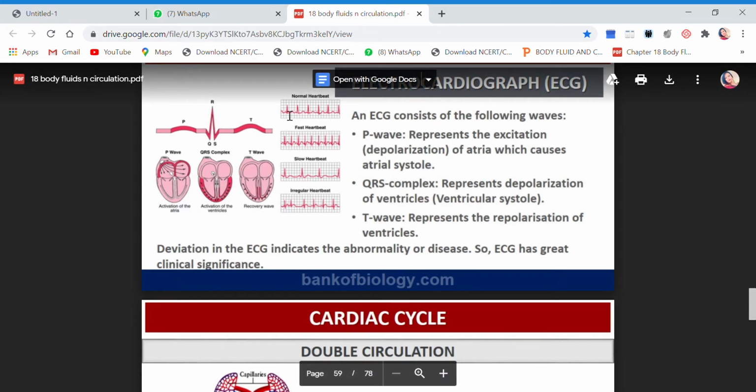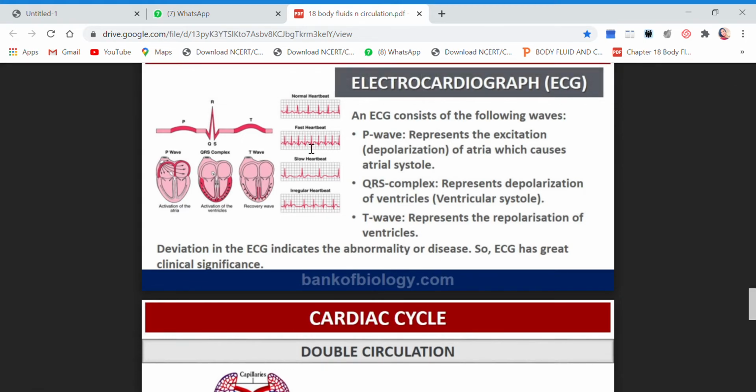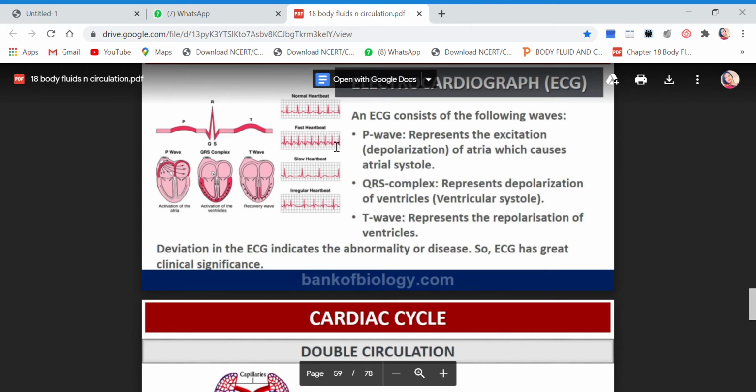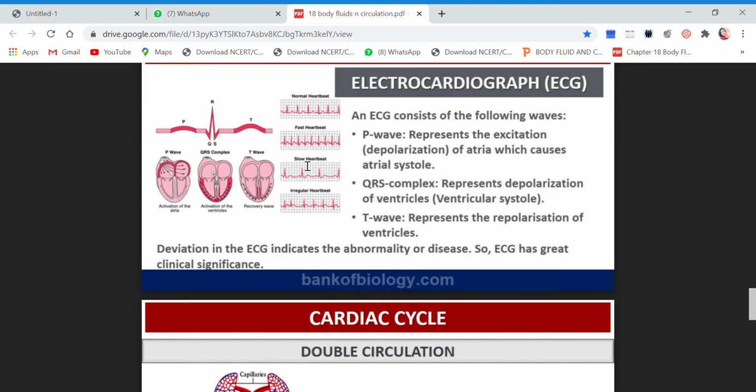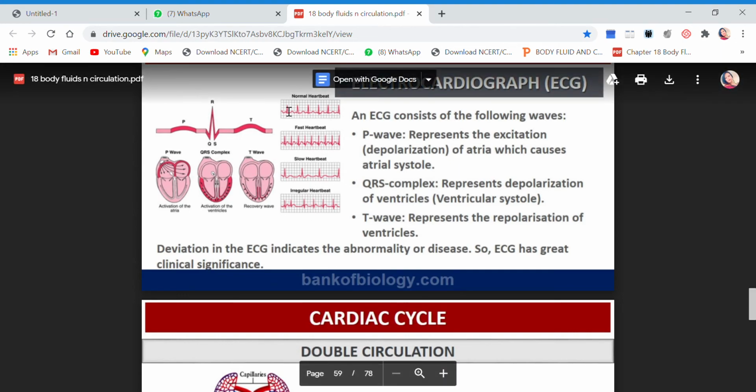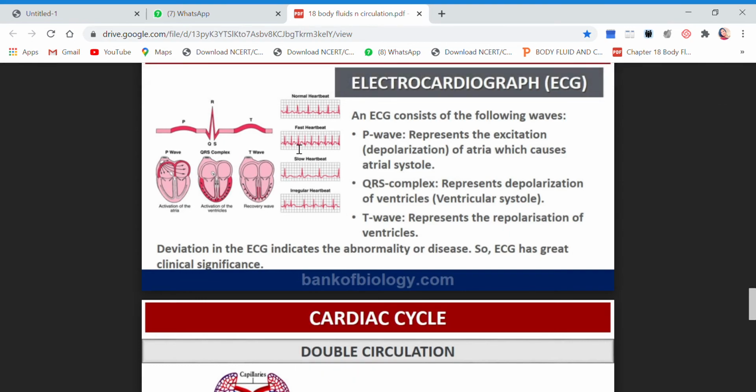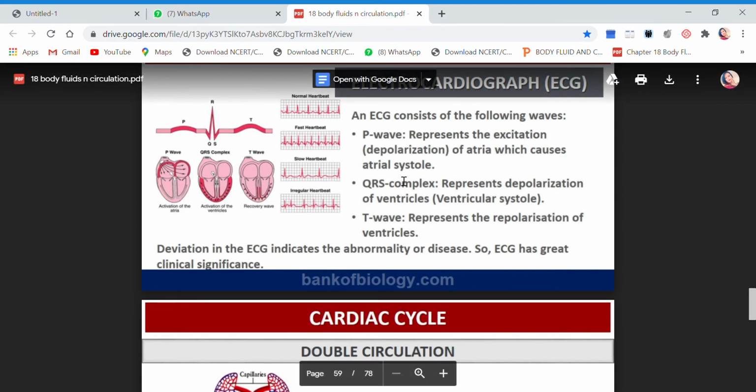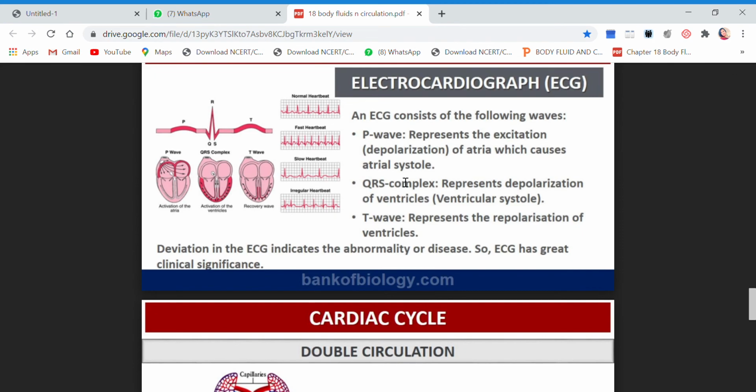You can see here, children, they have shown you a normal heartbeat is something like this. Fast heartbeat, you see now the number of peaks are more. This is slow heartbeat because the number of peaks are less. And this is irregular because here the peaks are not in a proper way as they should be. So this is an irregular heartbeat. So doctors will study the ECG and they will let you know whether the heart is functioning properly or not. I hope this is clear now.